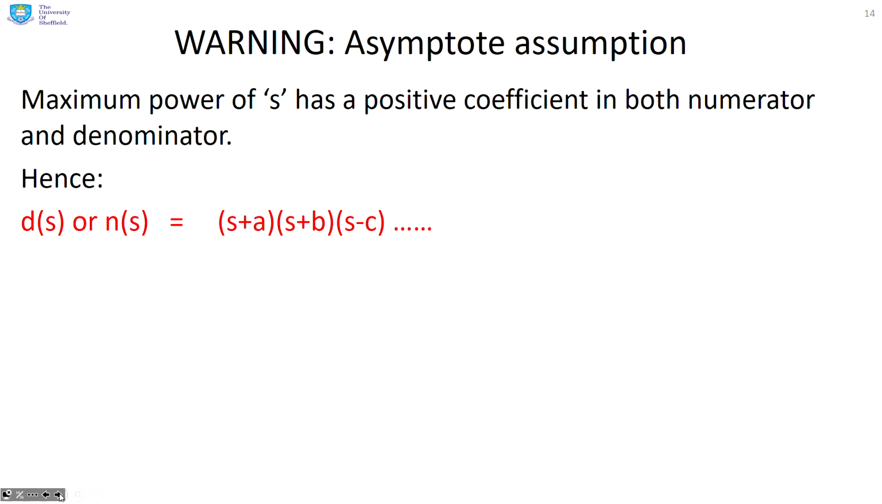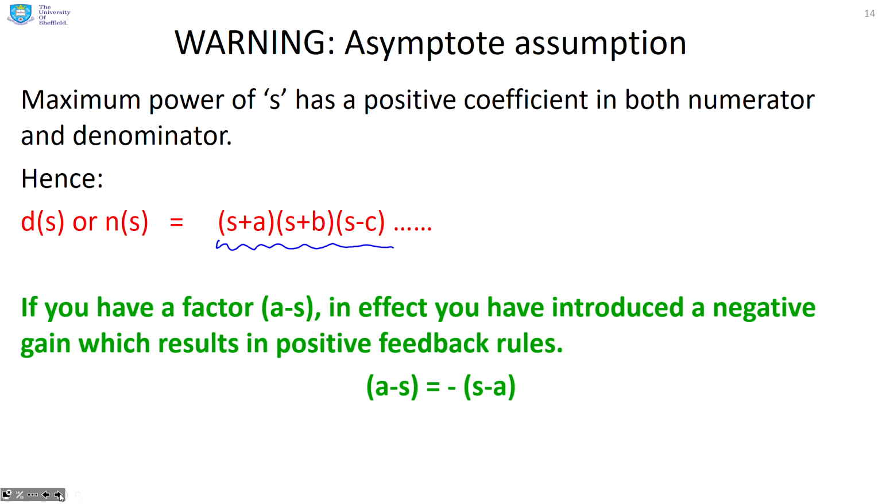Now just a quick warning here: the asymptote assumption assumes that the maximum power of s has a positive coefficient in both the numerator and the denominator. So the numerator and denominator are expressed in this form. If you have a factor a minus s, you're going to need positive feedback rules, and we cover that in a different video.